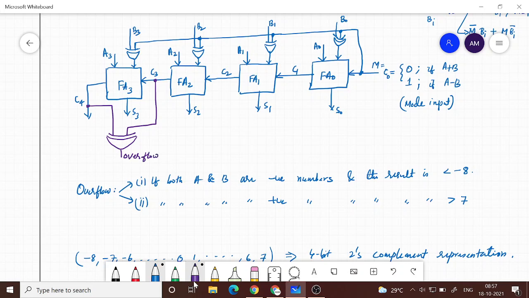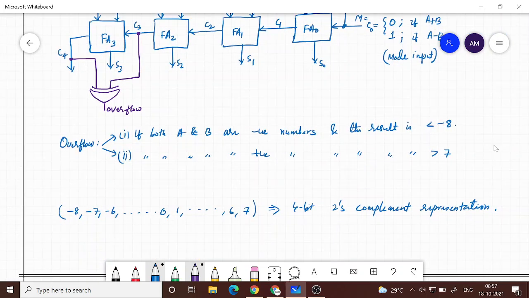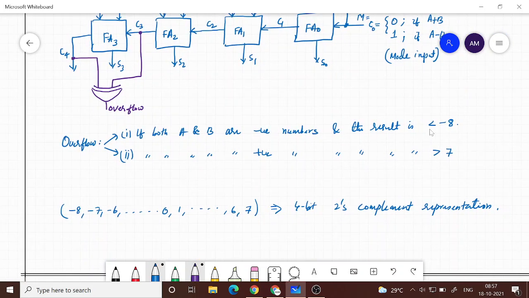So overflow can be used to say whether any of these two cases has happened. In one case, what is going to happen is you will have 0 coming at C3 and 1 coming at C4. So that will be one case of overflow. The other case of overflow is where C3 is 1 and C4 is 0. So these are the two ways in which overflow can happen.